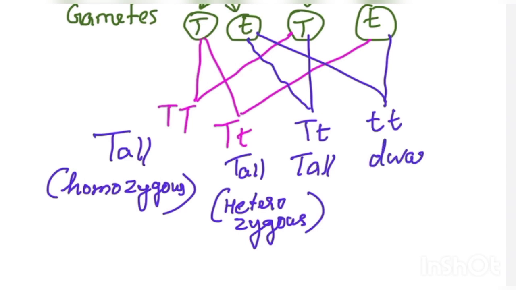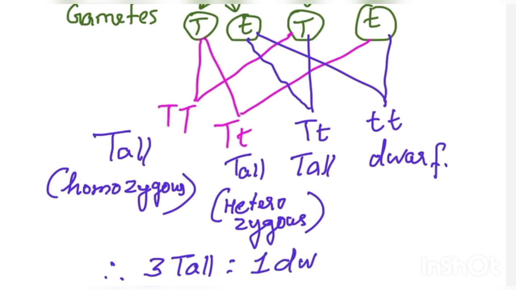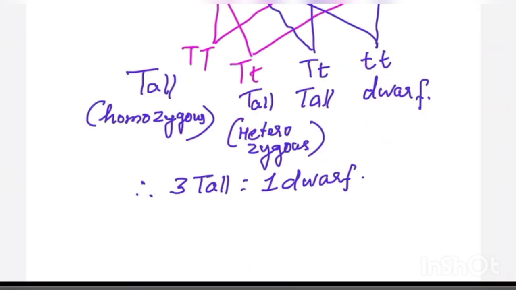And the last one is dwarf. This dwarf is small t small t. You know that small t is a recessive allele, so it expresses only in the homozygous condition. Three tall and one dwarf. That is, three tall to one dwarf. This is their phenotypic ratio.